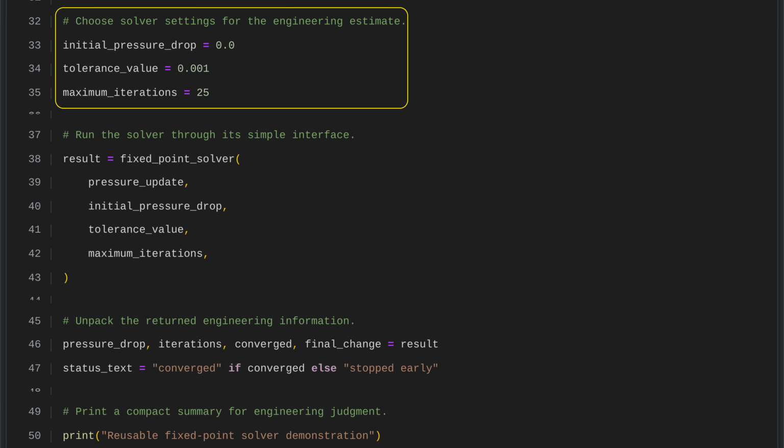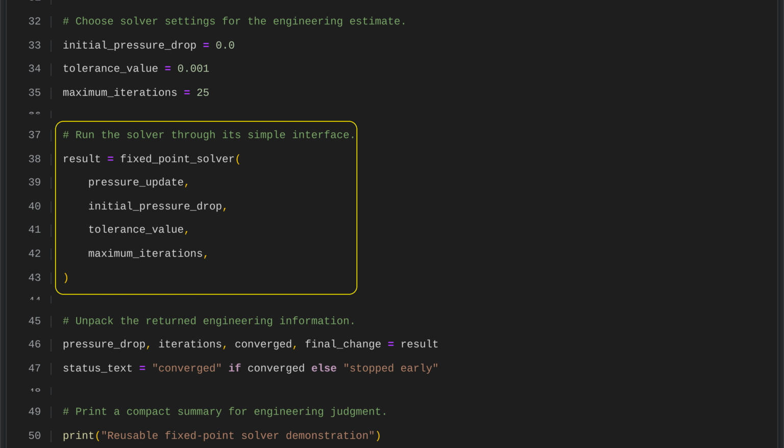The solver begins with an initial pressure drop of 0. It uses a tolerance of 0.001 to decide when the solution has converged, stopping once changes are smaller than that threshold. A maximum of 25 iterations is also set to prevent the solver from running indefinitely.